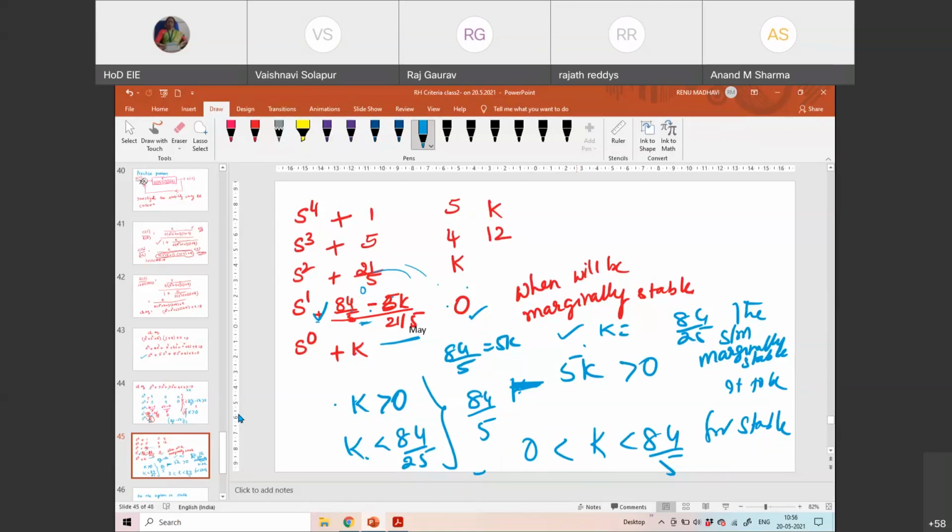So given a system, you have to find out what is the range of values of k for which the system would be stable, marginally stable, or unstable. You should be able to say that k between 0 to 84 by 5, it is stable. When k is equal to 84 by 5, marginally stable. K greater than 84 by 5, it is unstable, because it is becoming negative.